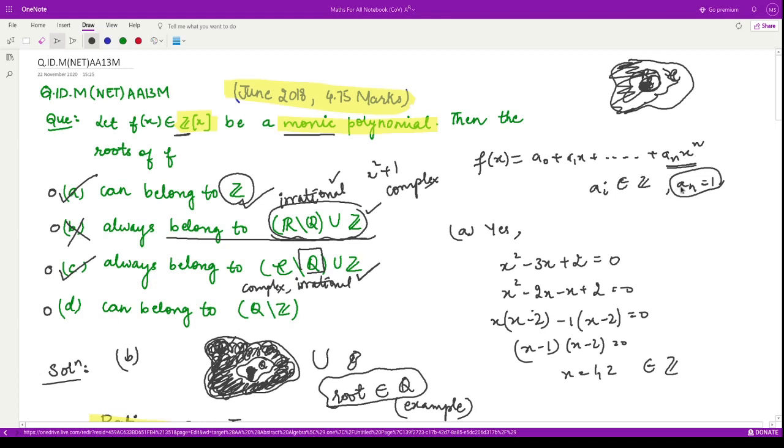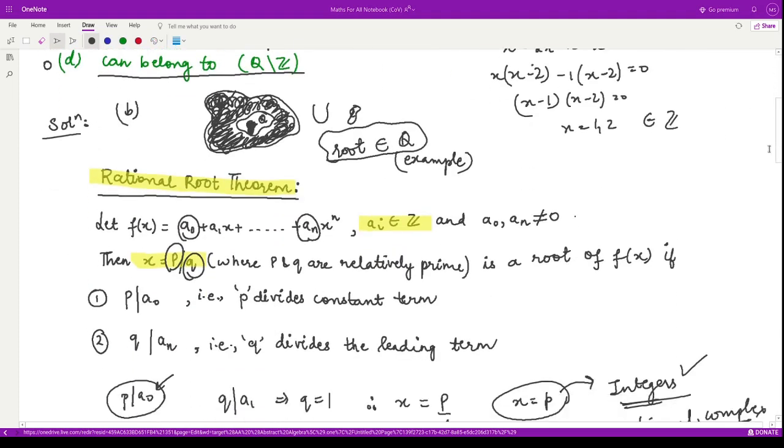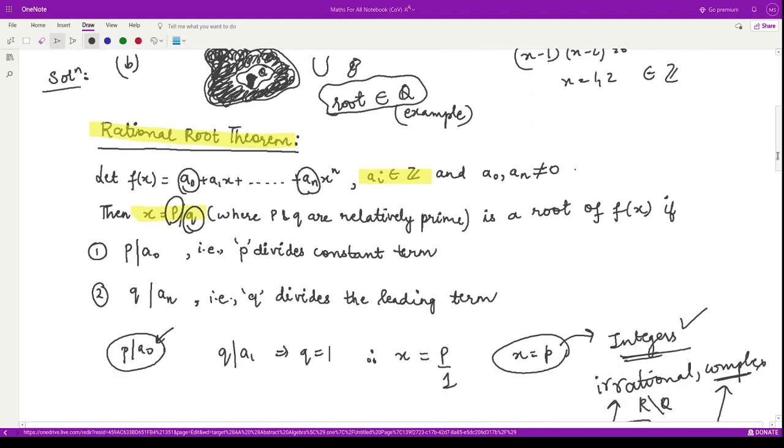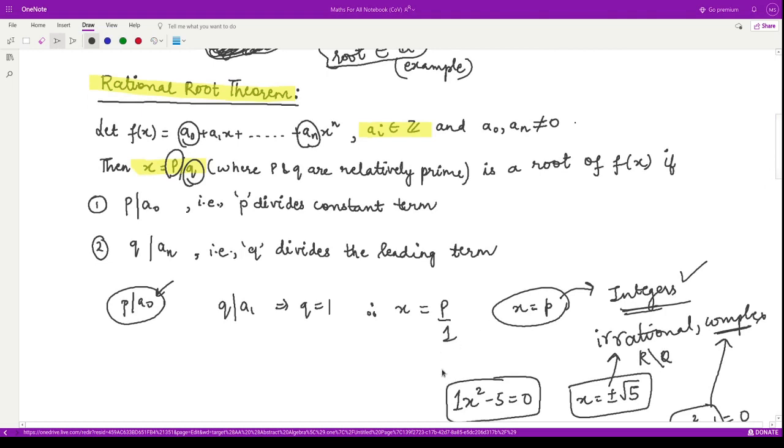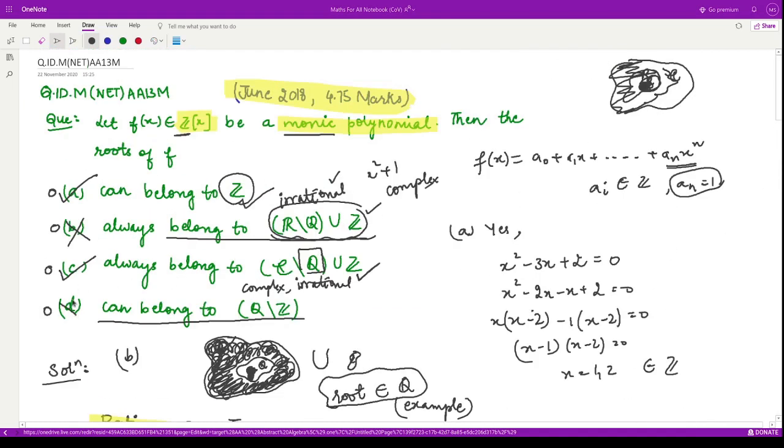Now coming to the fourth option, they say the roots can belong to Q minus Z. The fourth option has been discarded from the list. Why? Because the set Q minus Z does not have integers within it, and the only rational roots for a monic polynomial are integers. Therefore this option is incorrect. So option D is incorrect. So the only correct options are option A and option C.